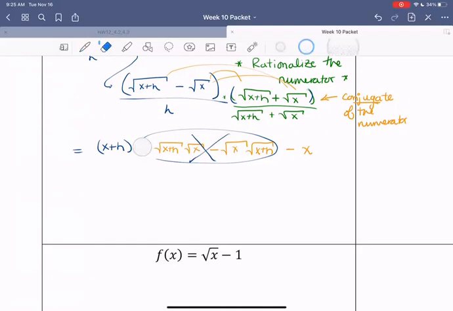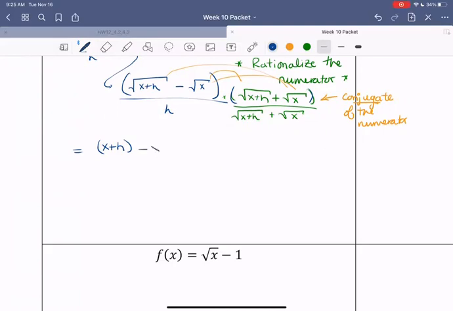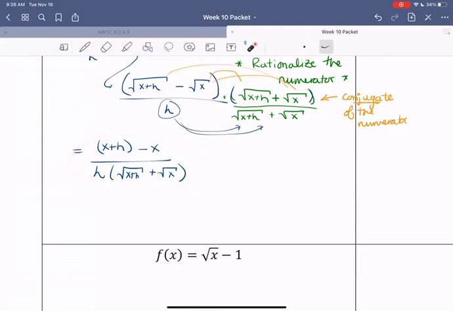So if we clean this up a little bit more, what we're left with here is just x plus h minus x. And then on the denominator, I'm not going to multiply this h out yet because we'll see some things will cancel. So I have my h times root x plus h plus root x. Okay, so that was a lot of work and calculations that we just did. So if you are feeling a bit rushed right now, please pause the video and rewatch any of those parts so that you're feeling comfortable with where we are at right here.